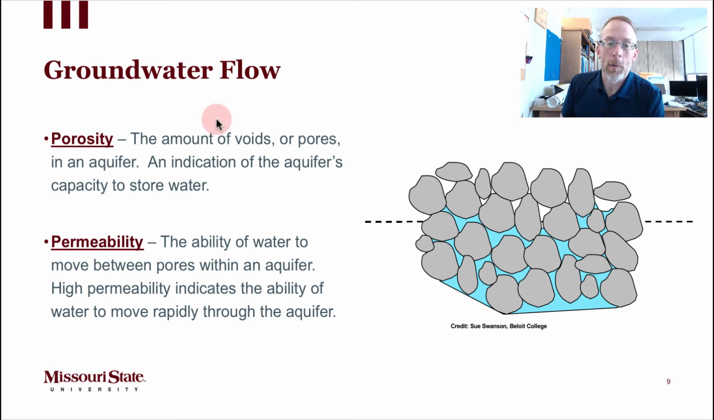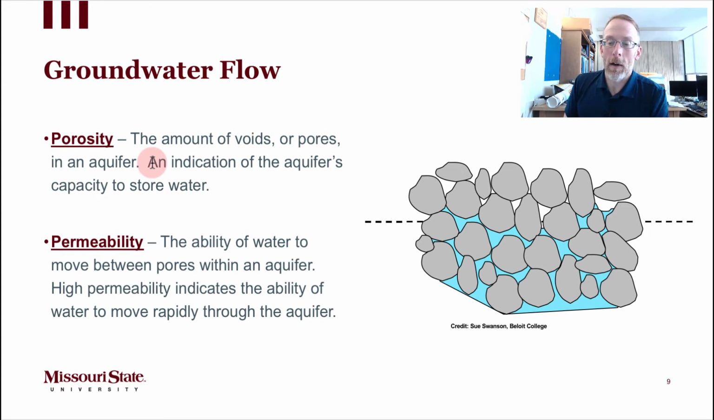All right, let's talk a little more about groundwater flow. Already we have alluded to these concepts, but porosity is the amount of voids or pores in an aquifer. So it's the amount of pore space. Usually it's expressed as a percentage, maybe 20% of a given volume of the rock or sediment is empty pore space between grains and so forth.